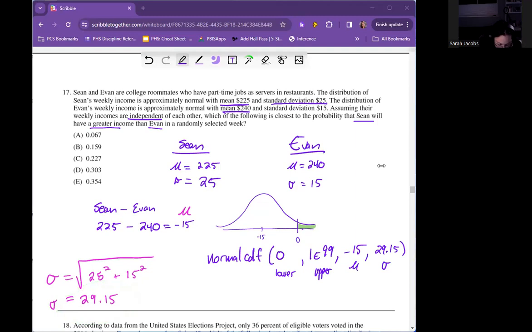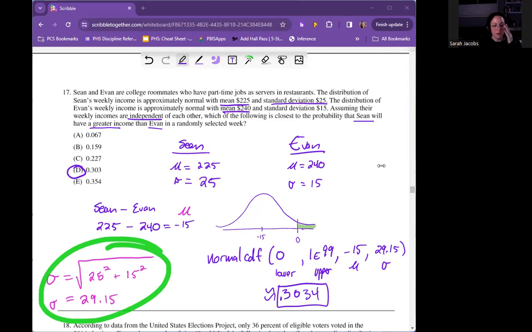All right, so I'm just typing this in, 29.15, and we get about 0.3034. That's the probability. Luckily, that matches one of our answer choices. And there it is. I wouldn't say that the actual steps in here are challenging. Coming up with them is what makes this problem a little challenging. So this is about combining random variables. And the real biggie is that standard deviation combination.